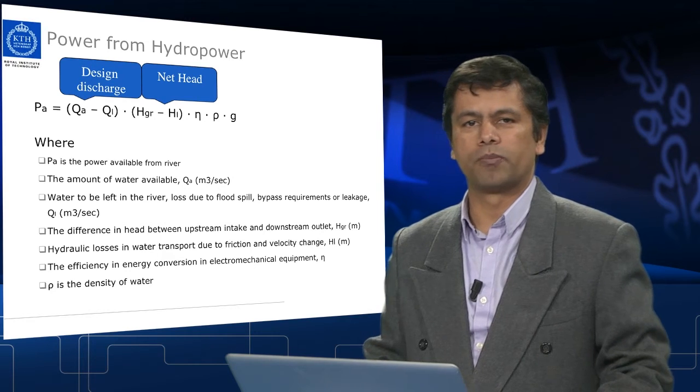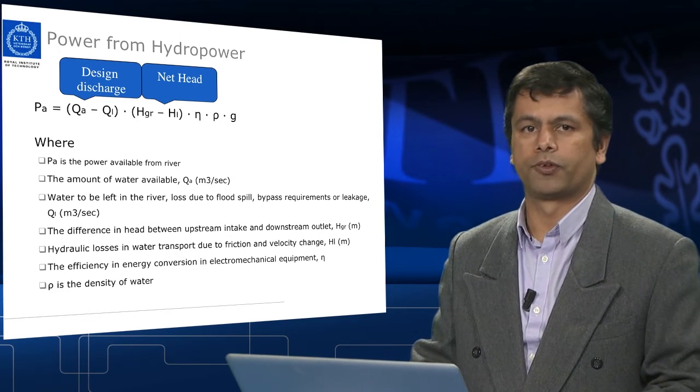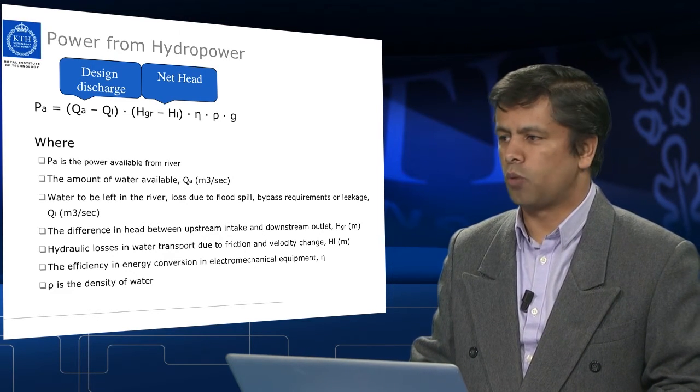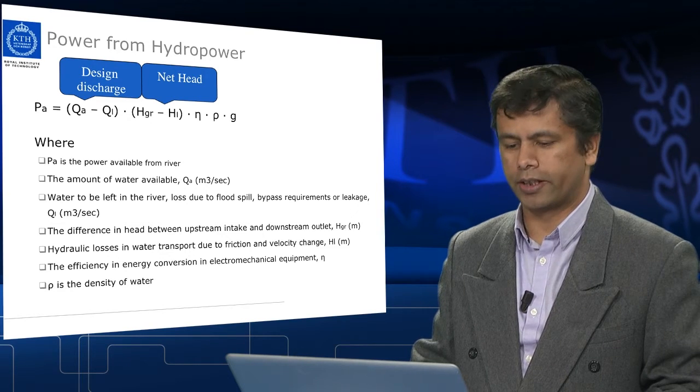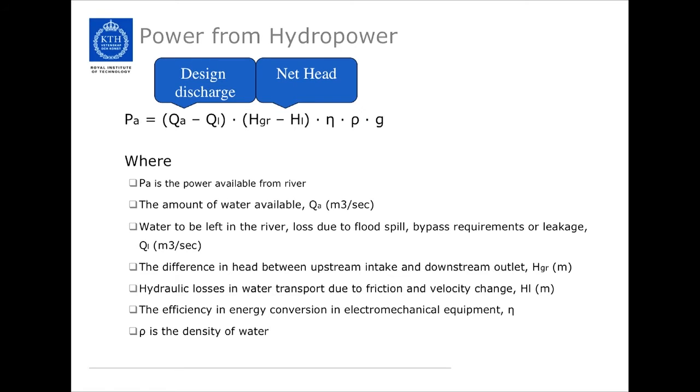How do you calculate power from hydropower? If you have a river, how much power can that river generate? The power that is available in a river can be calculated as P_A = (Q_A - Q_L) times (H_GR - H_L) times efficiency times rho times g.